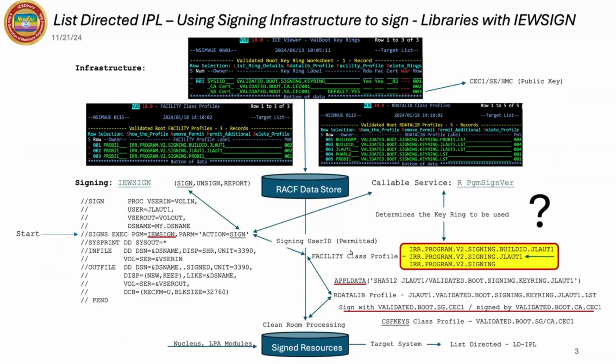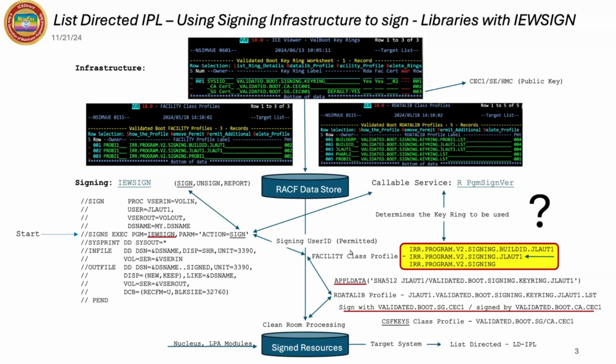Now, it's not a simple process. The structures that we build, and you'll see them being built in ValidatedBoot here in just a moment, are stored in the RACF data store. And so those components, the key rings and certificates, profiles, and permits, once built, are all there in RACF. So when we attempt, for example, the signing of load libraries, the signing process itself will take place using an application provided by IBM referred to as IEWSign. IEWSign has three different operational modes.